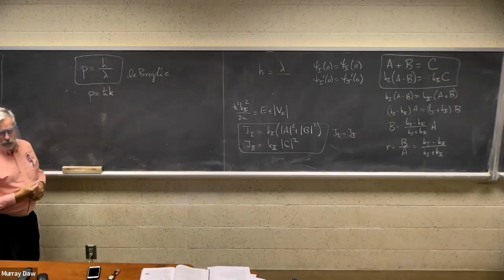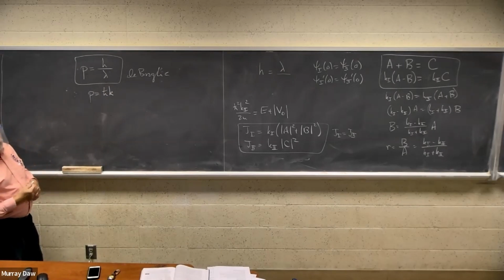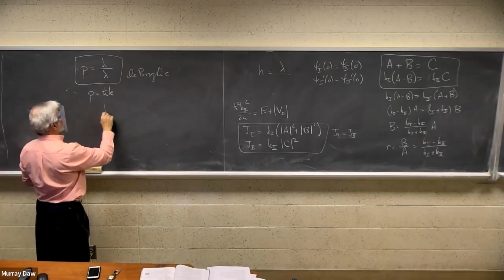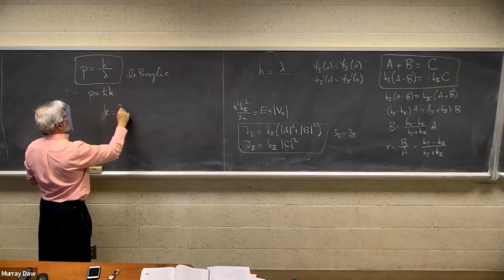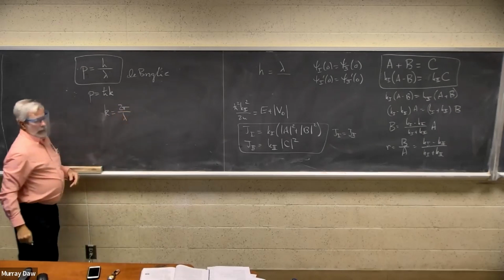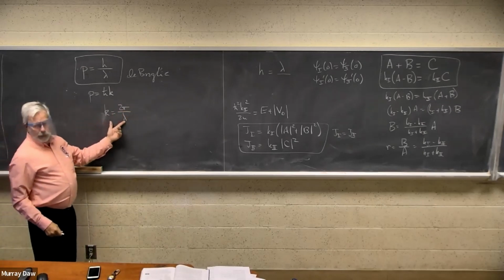in terms of wave number. So how does the wave number relate to the wavelength? Reduced Planck's constant. Is it 2 pi over lambda? It's like a spatial frequency.